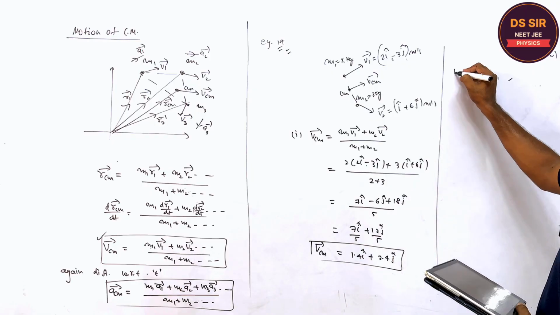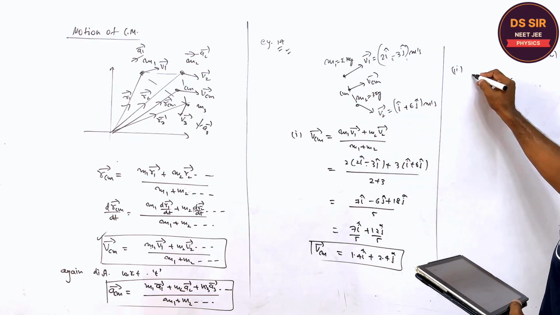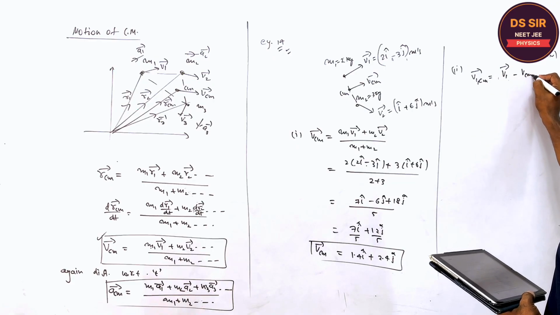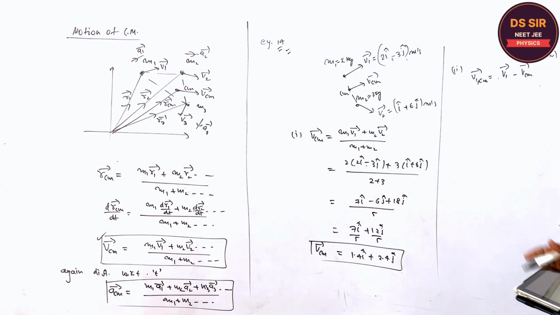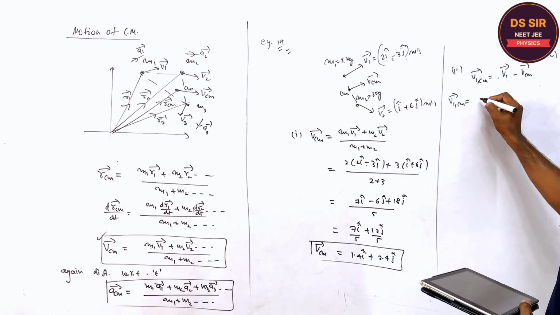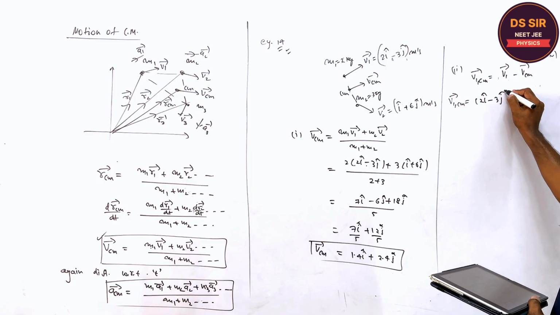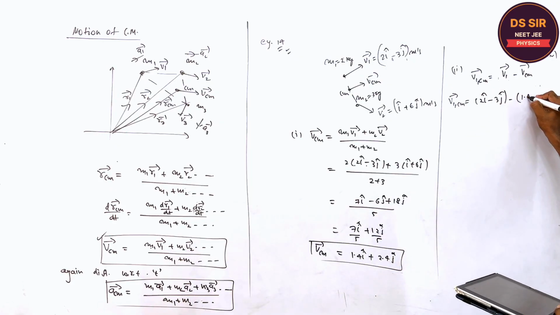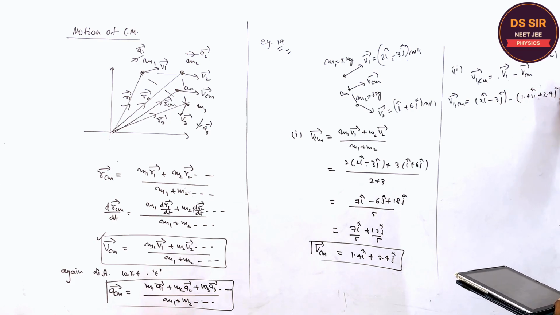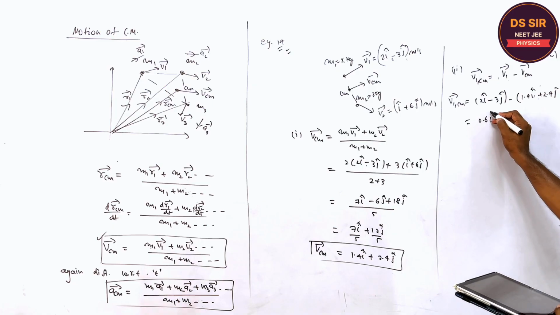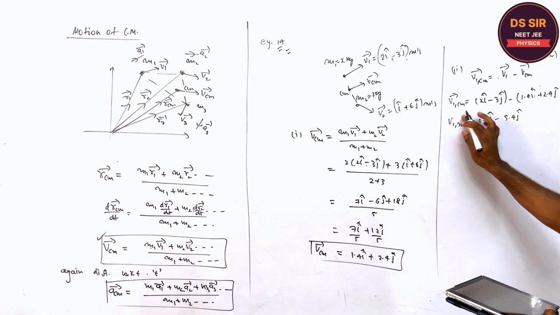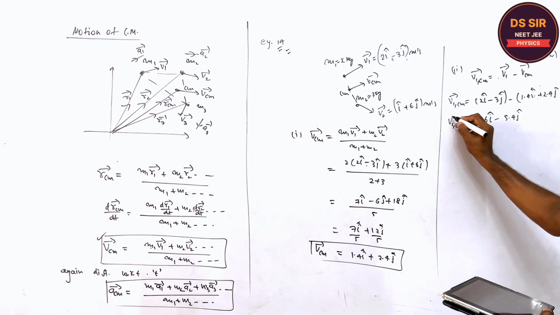Now in the second part they are asking the velocity of particle 1 with respect to center of mass, which is equal to v1 minus velocity of center of mass. Is it clear or not? So what is the velocity of particle 1 with respect to center of mass? This is v1, 2i minus 3j cap, minus V_CM, which is 1.4i plus 2.4j cap. It is equal to 0.6i cap minus 5.4j cap. This is the velocity vector of particle 1 with respect to center of mass.